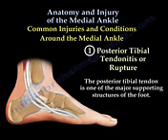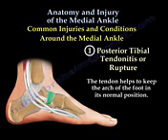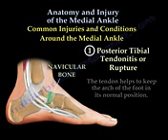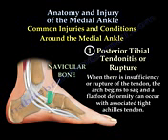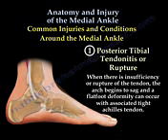The posterior tibial tendon is one of the major supporting structures of the foot. The tendon helps to keep the arch of the foot in its normal position. When there is insufficiency or rupture of the tendon, the arch begins to sag and a flat foot deformity can occur with associated tight Achilles tendon.